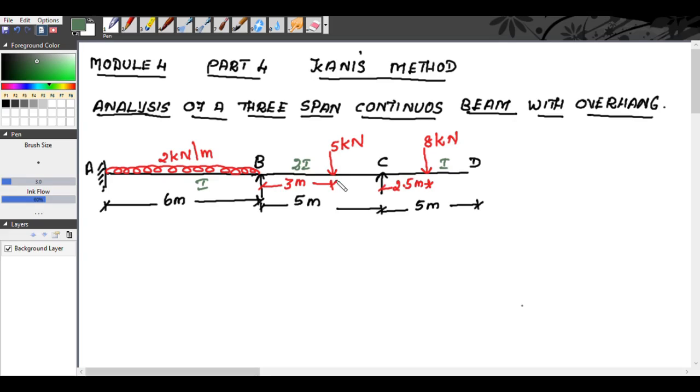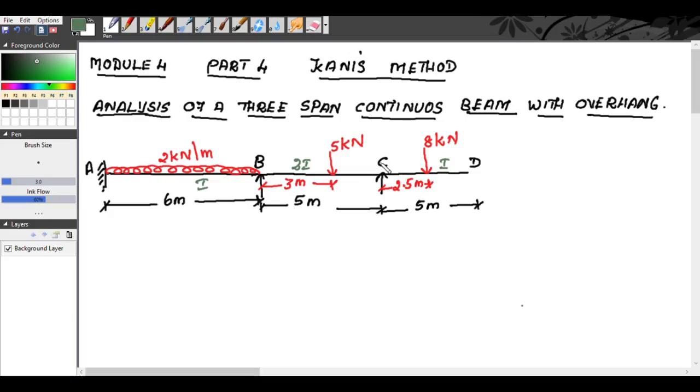There is a 5 kilonewton load acting at a distance of 3 meter from B in the span BC. And there is an 8 kilonewton load acting at a distance of 2.5 meter from C in the span CD. This 8 kilonewton is acting at the mid span in the span CD. And the moment of inertia for the span AB is I. For BC, the moment of inertia is 2I. And for CD, the moment of inertia is I.